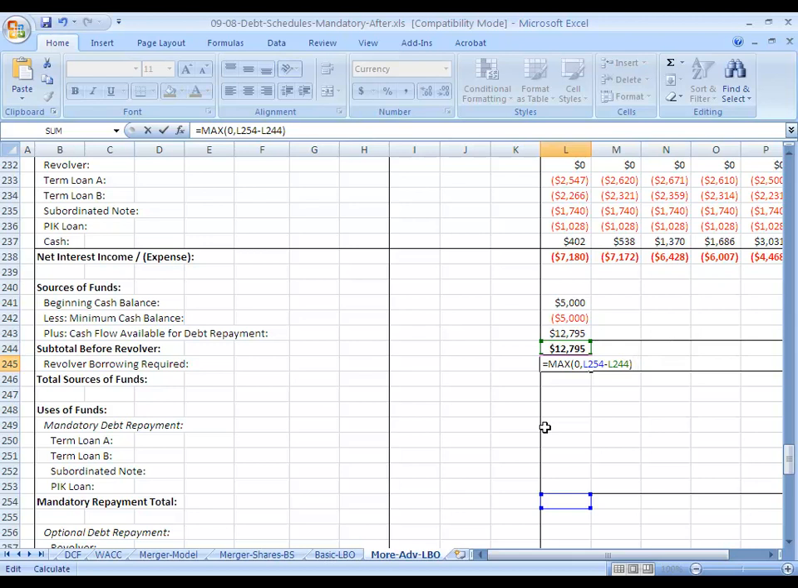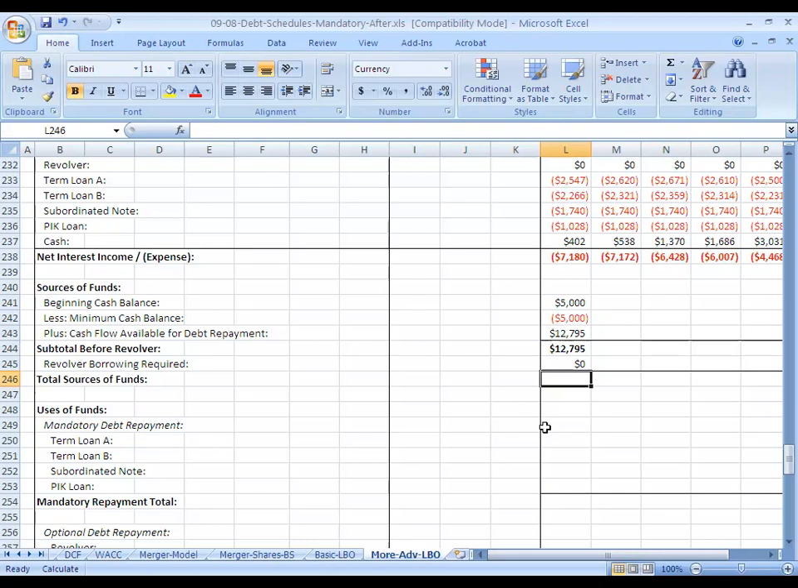If on the other hand it's 0 or negative, then that means that we either have enough already or that our cash flow available actually exceeds our mandatory repayments, in which case we do not need to draw on our revolver. So in this case it comes out to 0, which makes sense intuitively, because as you can see, we have not even filled in anything for our mandatory debt repayments here, so of course the revolver borrowing should default to 0 in this case.